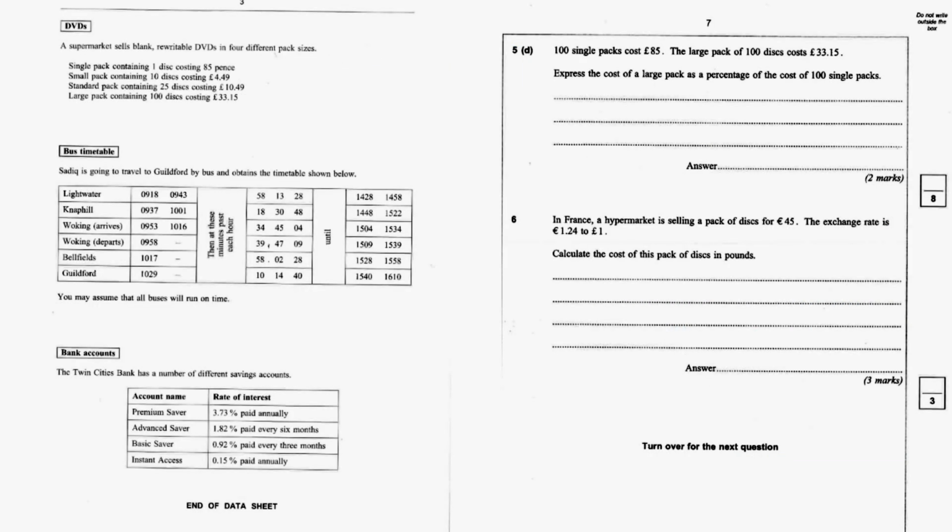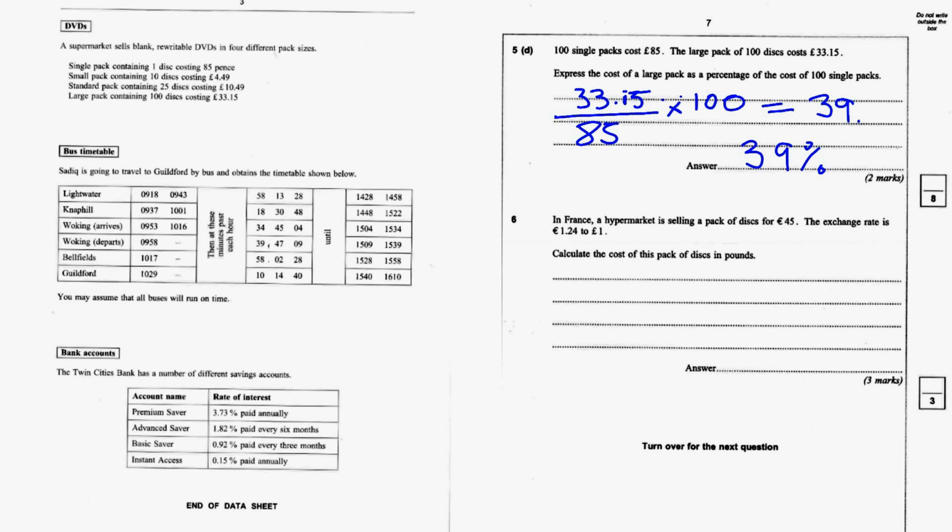Right, let's look at the next question here. The next question says 100 single packs cost £85. A large pack of 100 discs cost £33.15. So the large, there, we've got the information from here, yeah? Now it's saying express the cost of the large pack as a percentage of the cost of the single packs. So have a go, and then let's go through it together.